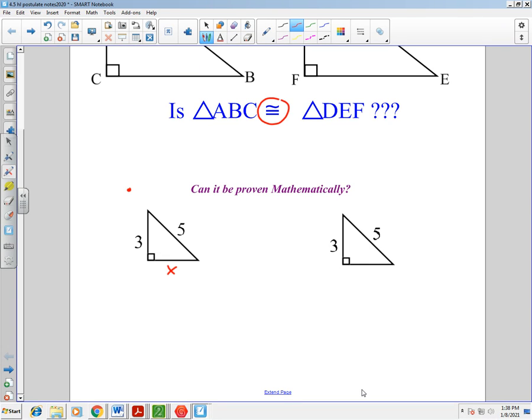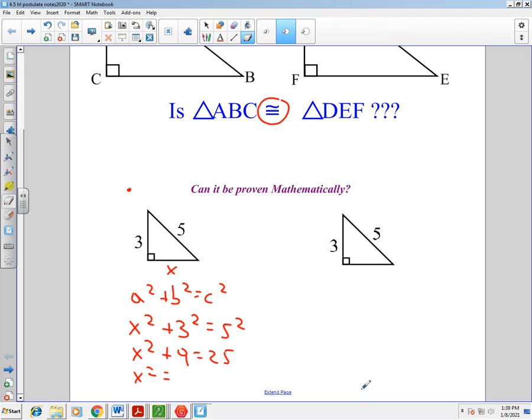Using the Pythagorean theorem, if you recall, a squared plus b squared is equal to c squared. Mathematically, we can find the value of x. So you will get x squared plus 3 squared is equal to 5 squared. Same thing here: x squared plus 9 is equal to 25. So x squared is equal to 16.